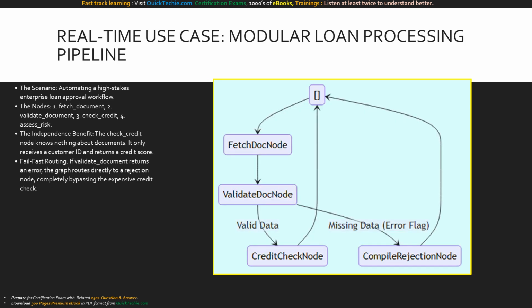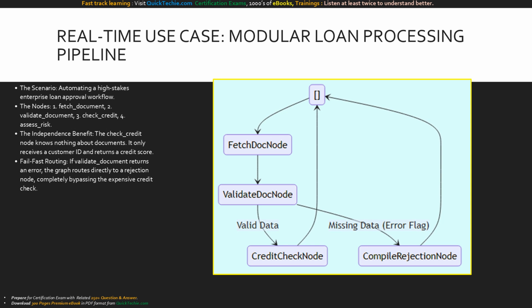Let's apply this to a high-stakes real-time use case, an enterprise loan processing pipeline. We need to fetch an application, validate the data, run a credit check, and assess financial risk. If we build this monolithically, the code becomes an unmaintainable nightmare of nested if statements. By building independent logic units, we create distinct nodes for each task.